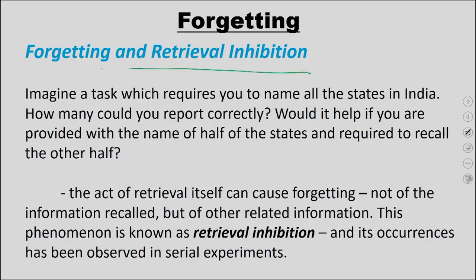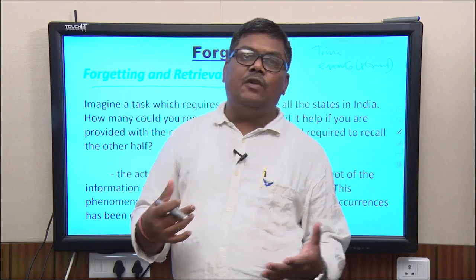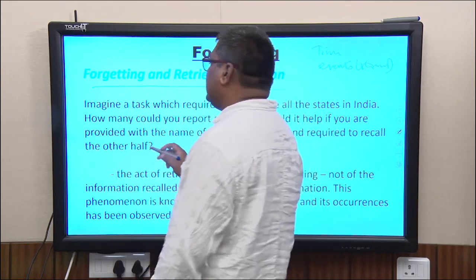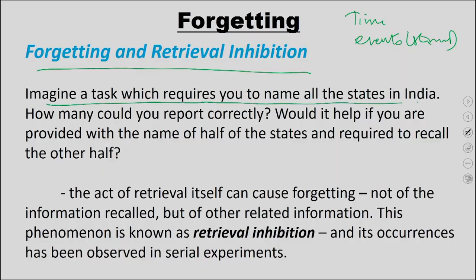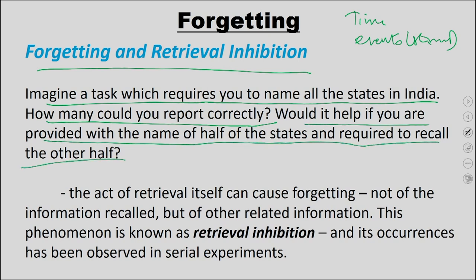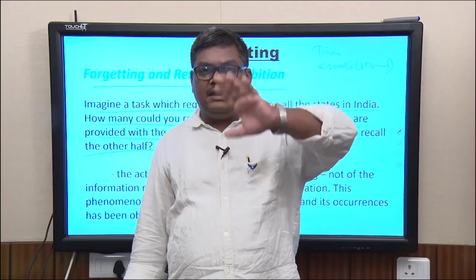Now, forgetting and retrieval inhibition. Forgetting does not only happen in terms of time based or event based or stimuli based forgetting, there is also forgetting happening from retrieval, from the process of remembering itself. How you retrieve information can also cause forgetting. Imagine a task which requires you to name all the states in India. How many could you report correctly? Would it help if you were provided with the names of half of the states and required to recall the other half? No, it will be difficult, because you learn the states in a particular manner.